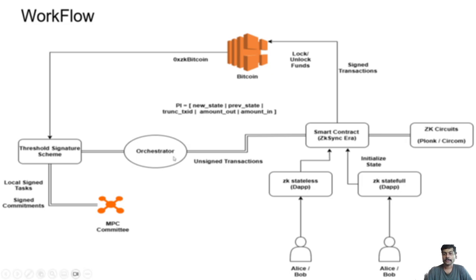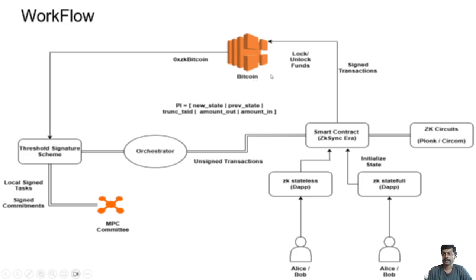You can see the orchestrator. The orchestrator is an independent entity which acts as an intermediary between the MPC committee and the smart contract chain here. So the orchestrator will be responsible to handle all the requests that are coming from the outside application. That means from the ZK decentralized app, and it will collect the details, and it will be sending out the details to the external application, which means the ZK thing, and that will be passed on to the Bitcoin.